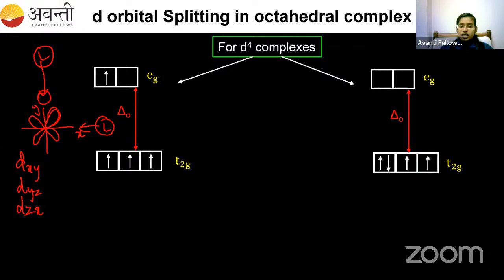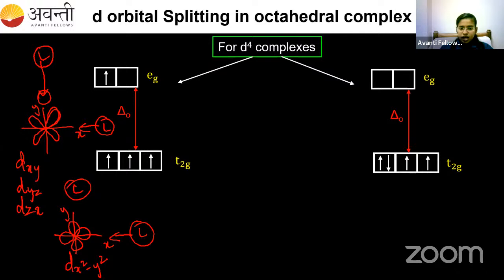But for dx square minus y square, this is the x-axis and this is the y-axis. For dx square minus y square, the lobes are along the axis, right? So when the ligand comes along the axis, what will happen? Already the electrons are present here. The lobe is along the axis, and the ligand is also approaching in the same direction. So they will repel each other. The ligand orbital and the metal orbital are in the same direction. Because of this, the energy of the last two orbitals will be raised. And that's why Eg is going up and T2g is coming down.